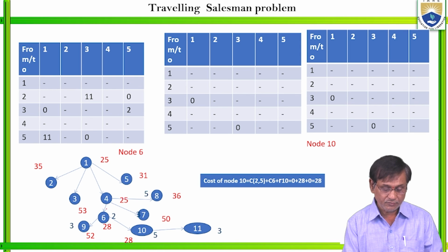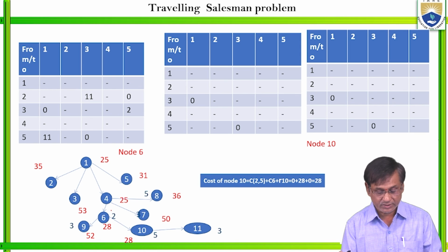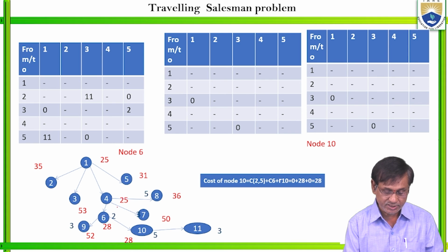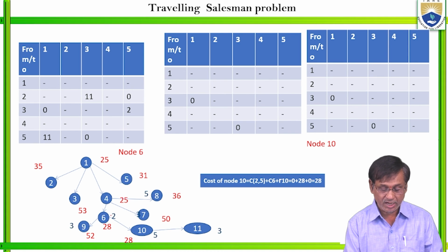After finding the paths, we have to find the cost. These are the options available to the traveling salesman: either he can go from city 2 to city 3 or city 5. In that case, he has to calculate the costs.